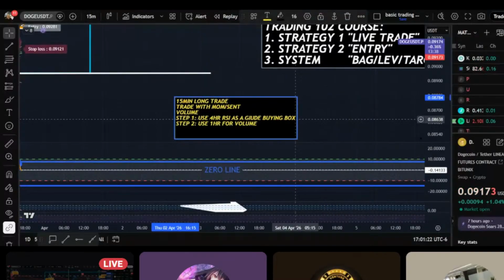Okay. So if we're doing a 15-minute long trade, we want to trade with momentum and sentiment, and we want to trade with volume. Step one, use the 4-hour RSI as a guide for the buying box for basically momentum and sentiment. Step two, use the 1 hour for volume.